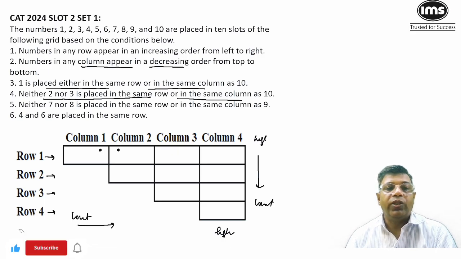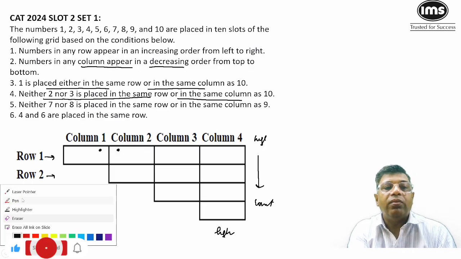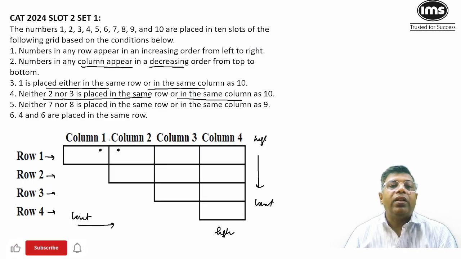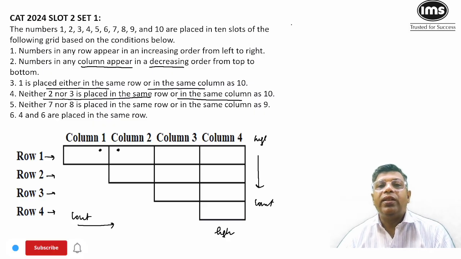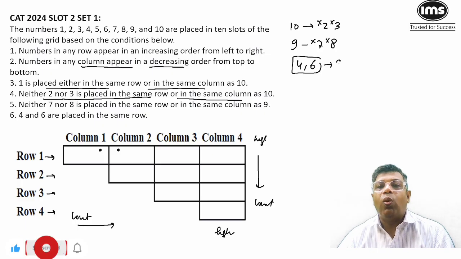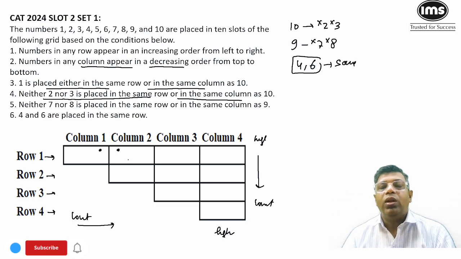Let's proceed to the next point. Now the next point says neither 7 nor 8 is placed in the same row or in the same column as 9. So you can clearly say 10 with 2 and 3 won't come, and 9 with 7 and 8 won't come, and then it says 4 and 6 will come in the same row. Now this could be row number 1, row number 2, row number 3 as well as row number 4. So based on this information, we have to figure out which number will come in which particular block. So let's start solving the question.